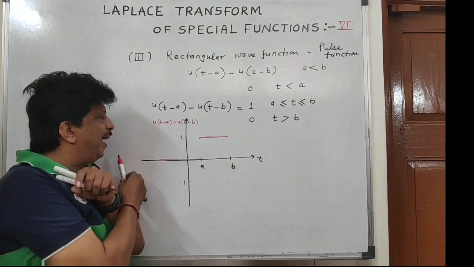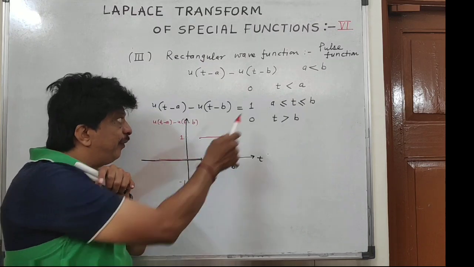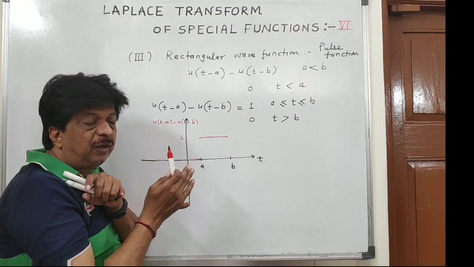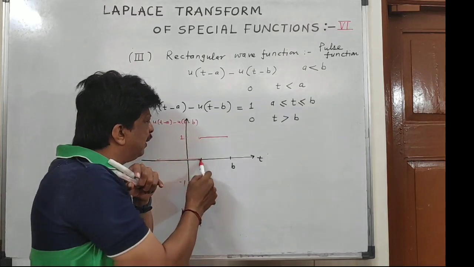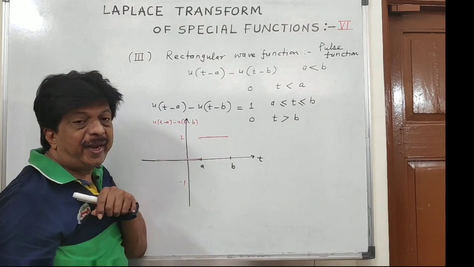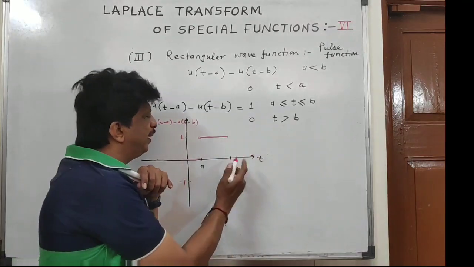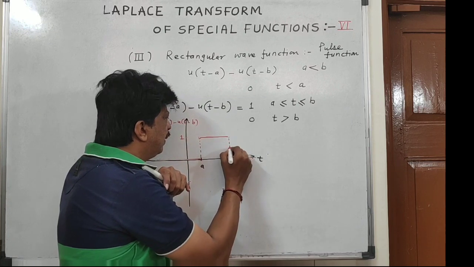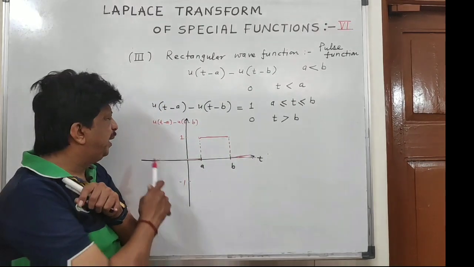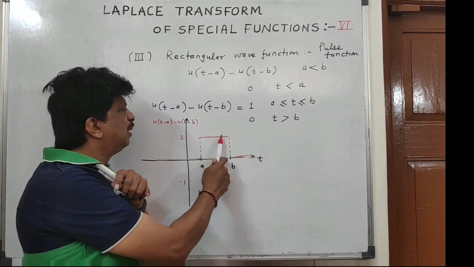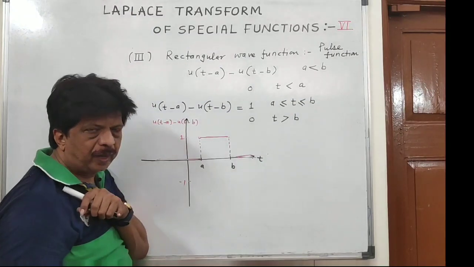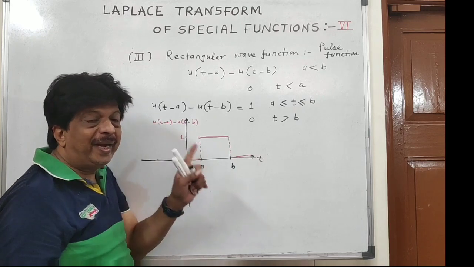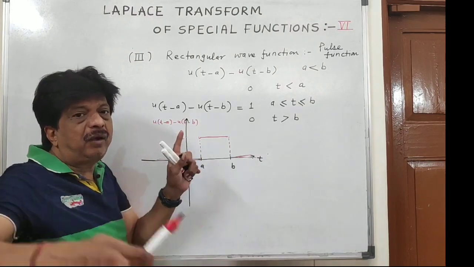So when t is less than a, the value is 0. When t is from a to b, its value is 1. Again, when t exceeds b, after this it is 0. So it is 0, then it takes the value 1 up to b, and again it is 0. Its shape is somewhat rectangular. That is why it is called the rectangular wave function.